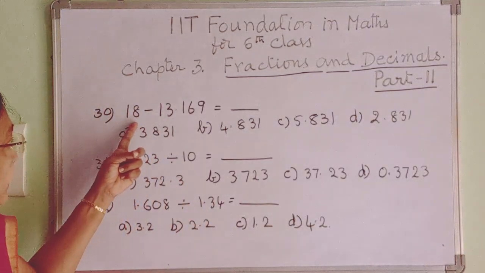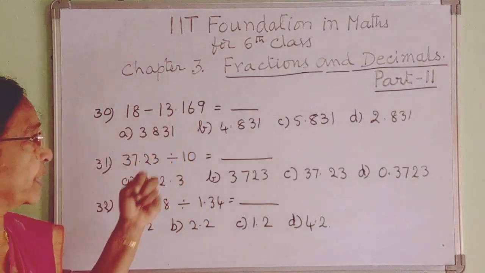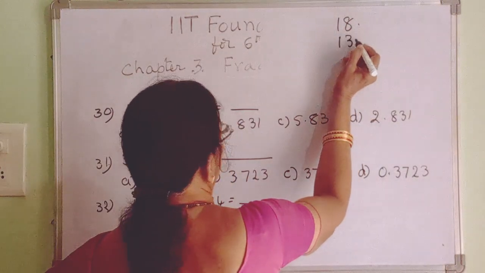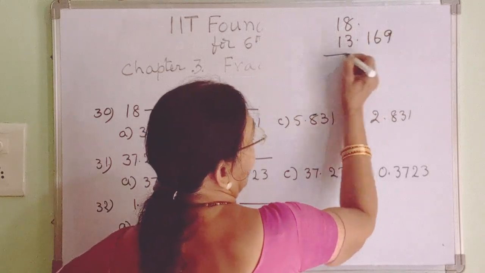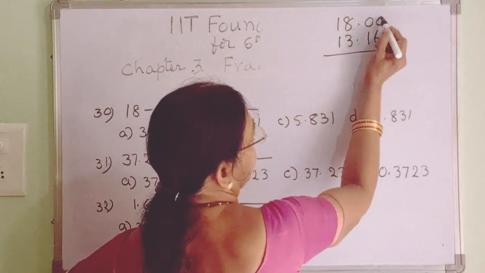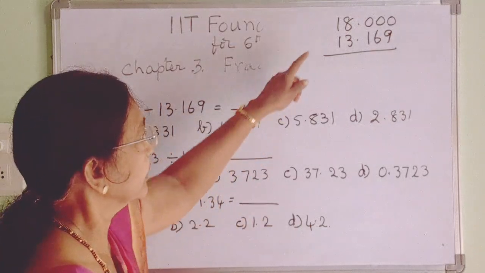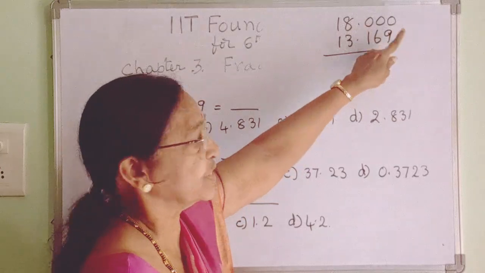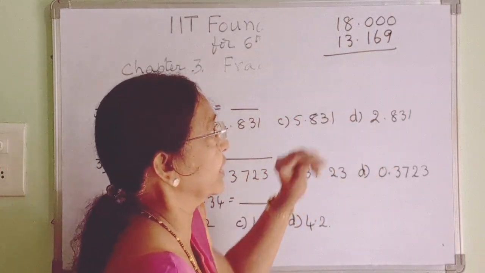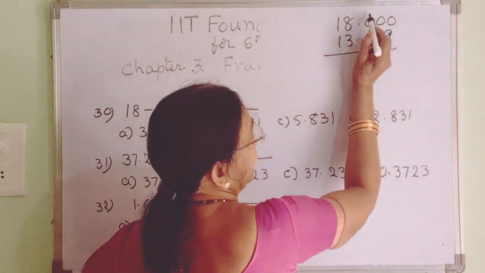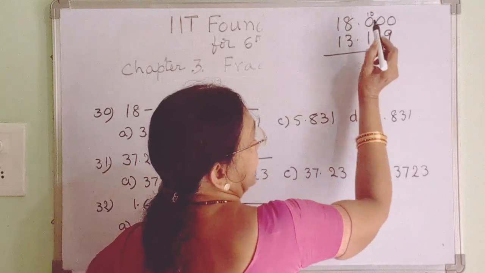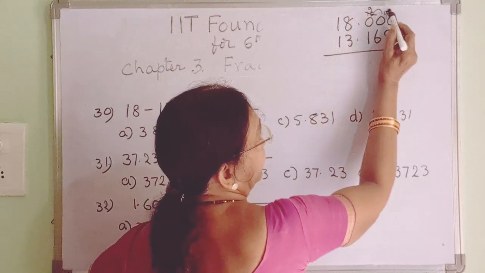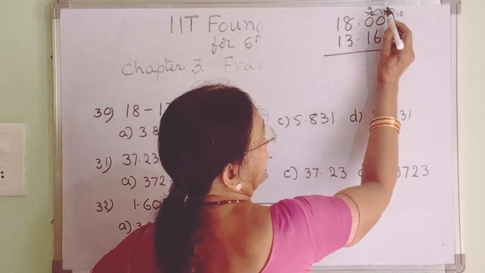Next problem, 18 minus 13.169, subtraction. So we have 18, 13.169. 18 means 18.0. Instead of 18 we can put 18.000. There is no value for these zeros, but for our convenience we will write like this. If we take 1 from here to here, it becomes 10. If we take 1 from here, it becomes 10 and it will be 9. And if we take 1 here, it becomes 10, it will be 9.